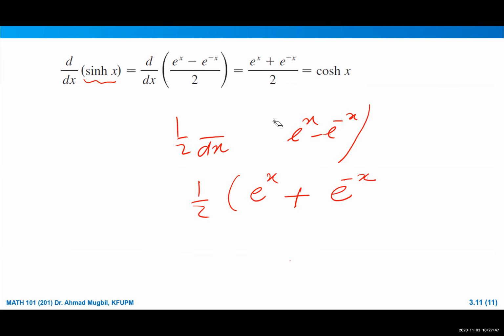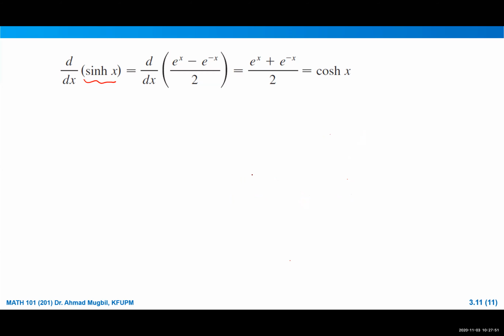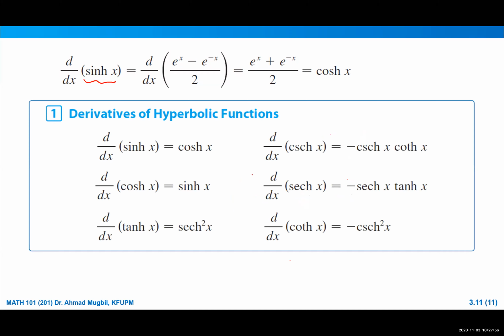So in general, we have the following derivatives, which are very similar to the derivatives of the trigonometric functions. The only difference here is the signs. Look, the derivative of sinh is cosh. The derivative of cosh is sinh. There is no minus here, not like the trigonometric. The derivative of tanh is sech squared. Look at the remaining derivatives. They are the same as the trigonometric, but all of them are negative now.